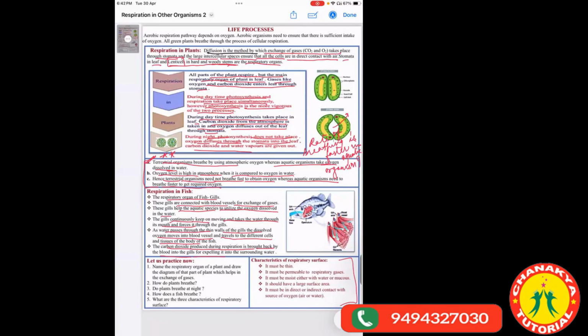Now, characteristics of the respiratory surface. First thing, it must be thin. The surface should be permeable to the respiratory gases. It must be moist either with water or mucus. It should have a large surface area. And the last one, it must be in direct or indirect contact with the source of oxygen. So that is about the characteristics of the respiratory surface.